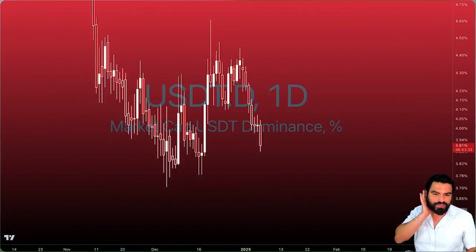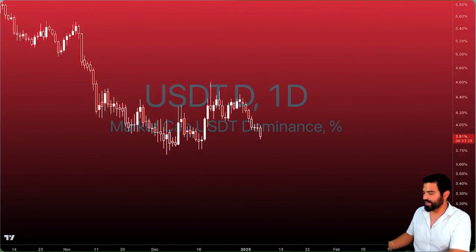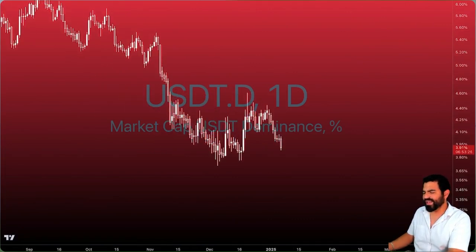Where did you find this USDT.D chart? The dominance. It's not a USDT chart, it's the USDT dominance. I found it years ago.